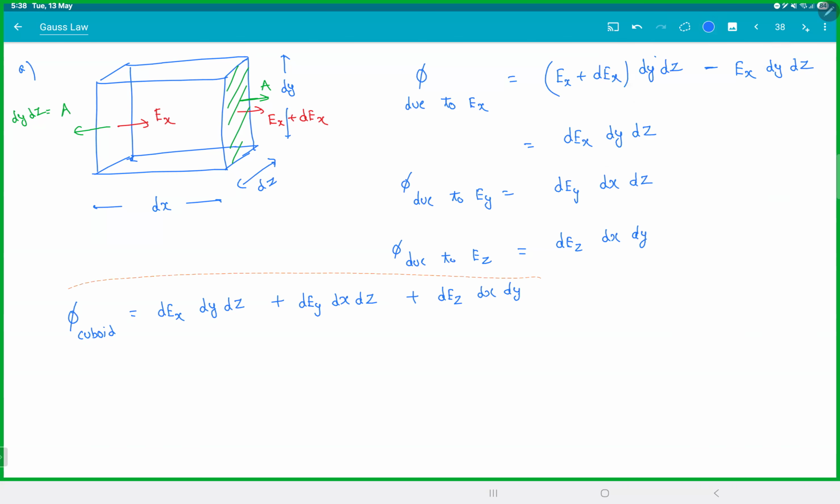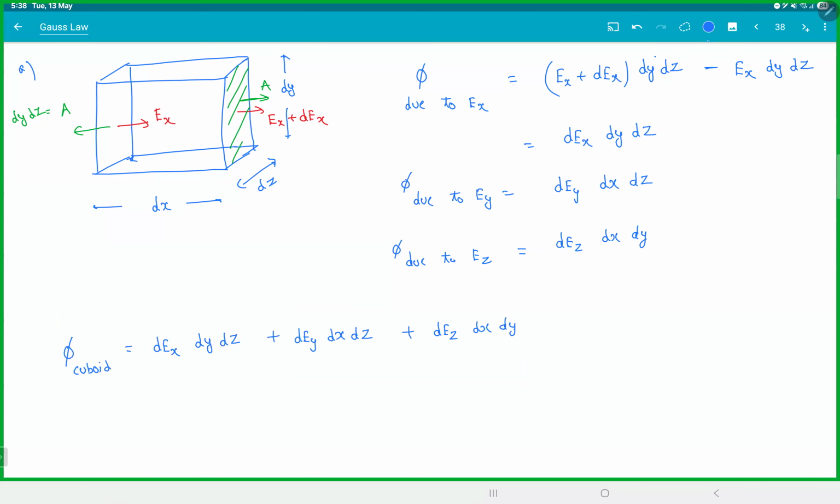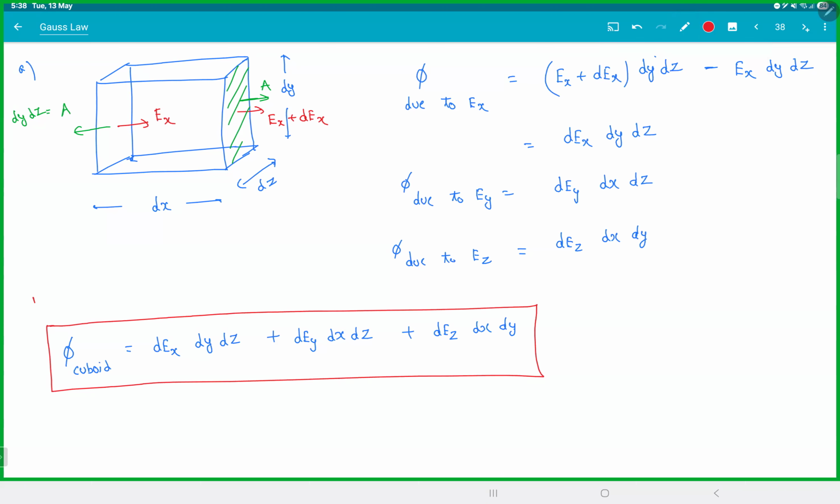This is a general result. Meaning this is independent of whatever function I gave you. This is always the flux in a small cuboid.